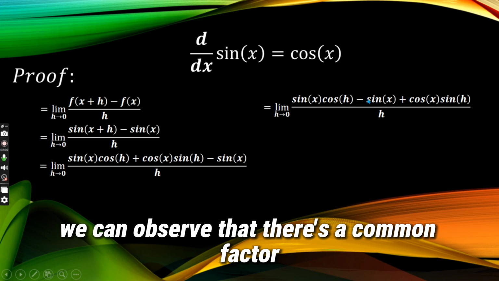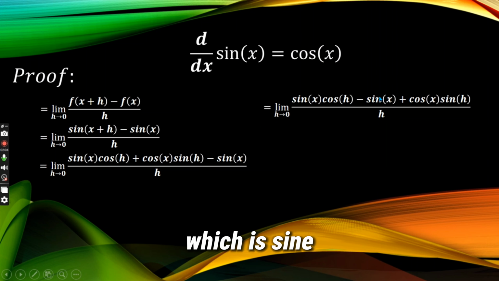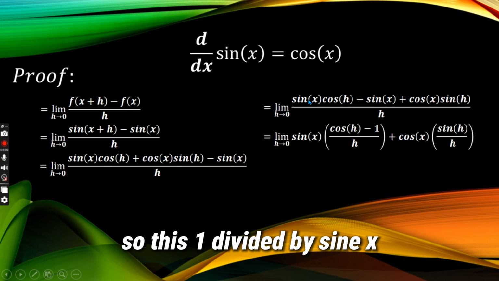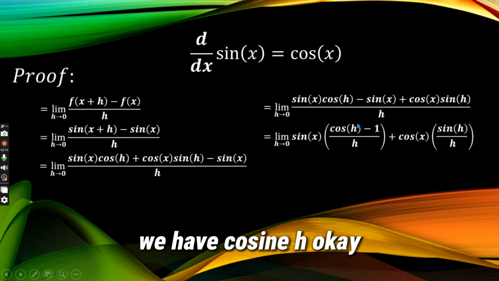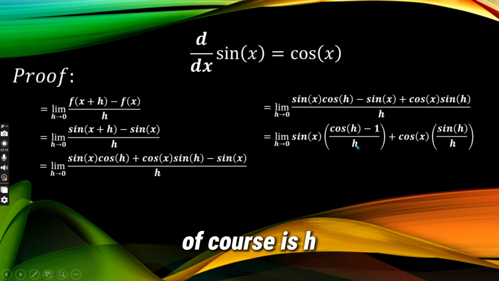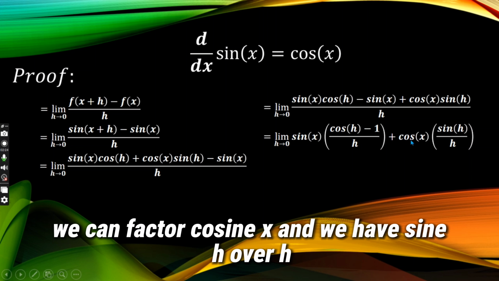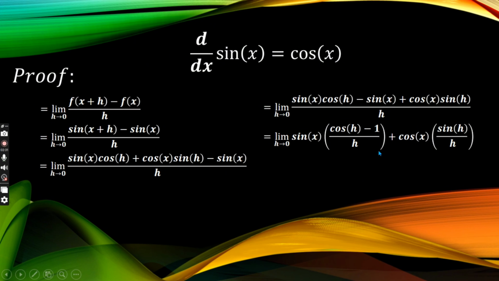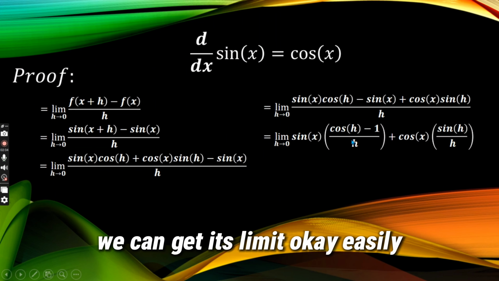From here, we can observe that there's a common factor, which is sine x. So we will do that one. Factoring out sine x, we have cosine h minus 1, and the denominator, of course, is h. We also can factor cosine x, and we have sine h over h. We will do that because we can get its limit easily.